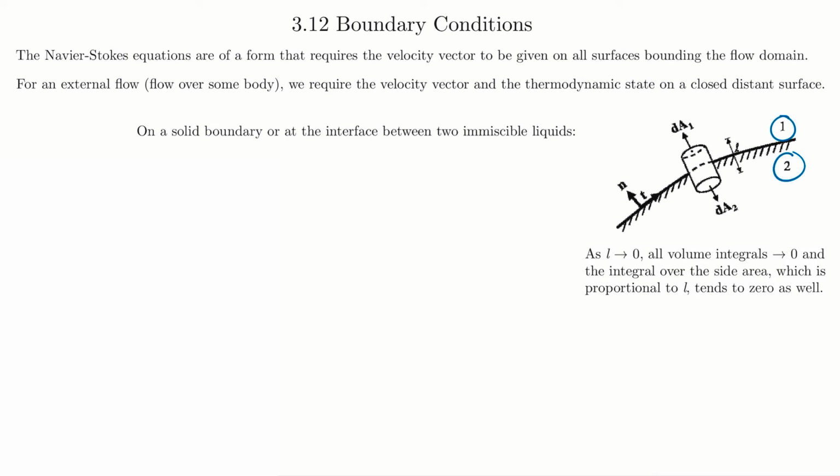So then we're going to let L go to 0, but we keep A1 and A2 in their different separate media. So all the volume integrals go to 0. The integrals over the side area, which is proportional to L, goes to 0 as well. We're going to define our unit normal vector here, normal to the interface at the pillbox and pointed into medium 1. So our mass conservation would give this.